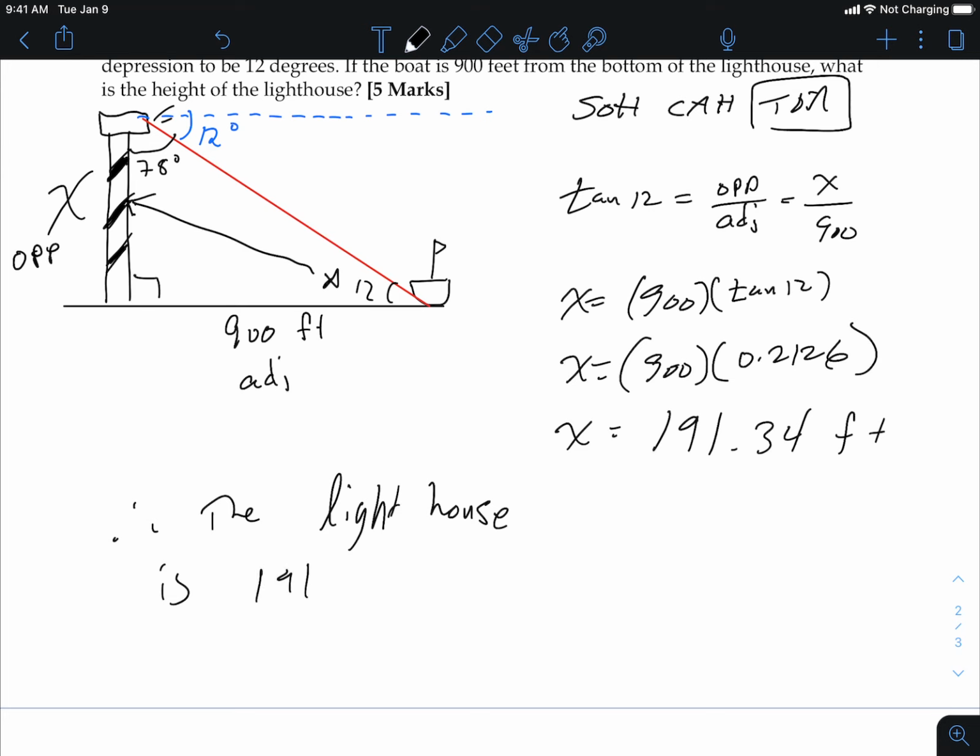It's 191.34 feet. Okay, that's it for that quiz. Any questions?